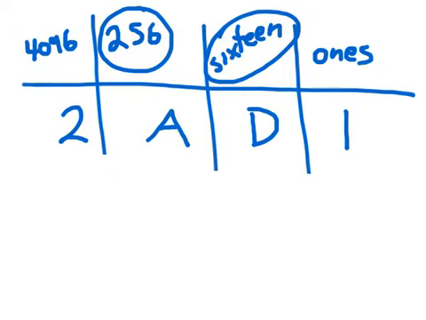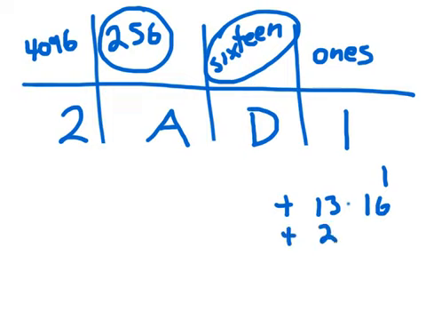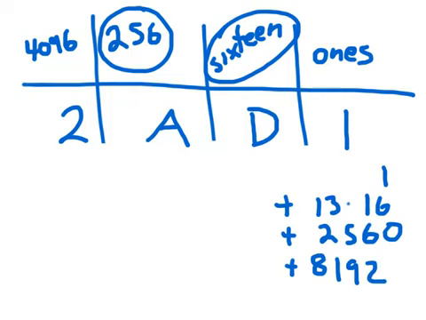Okay, so now how do we actually do the math here? It's not hard at all. We remember we have a 1 in the ones place, we have a 13 in the 16s place, which means that's 13 times 16. We have a 10 in the 256 place, which is easy. And then we have a 2 in the 4096 place, which is 8192.